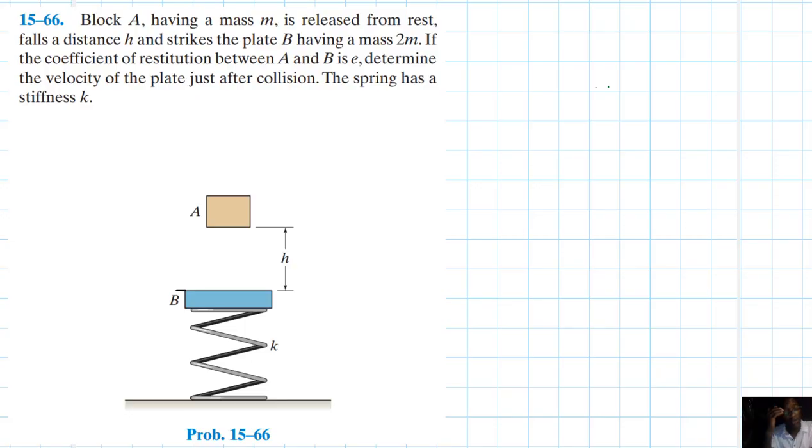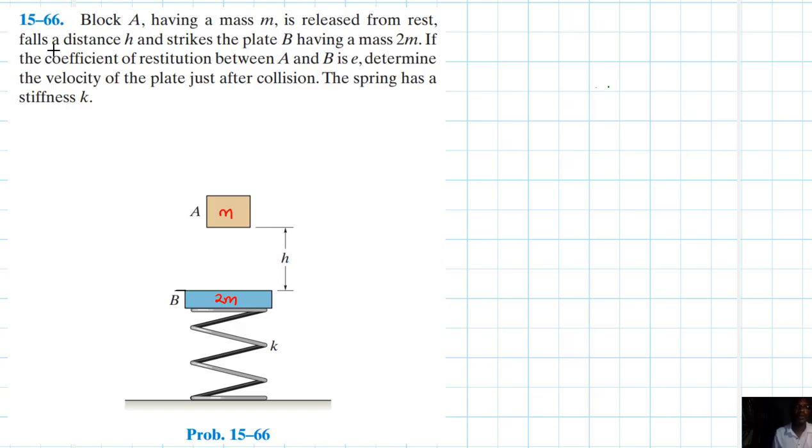The problem reads: a block A having a mass m is released from rest for the distance h and strikes the plate having a mass 2m. If the coefficient of restitution between A and B is E, determine the velocity of the plate just after collision. The spring has the stiffness K. So this one has mass m, this one has mass 2m.